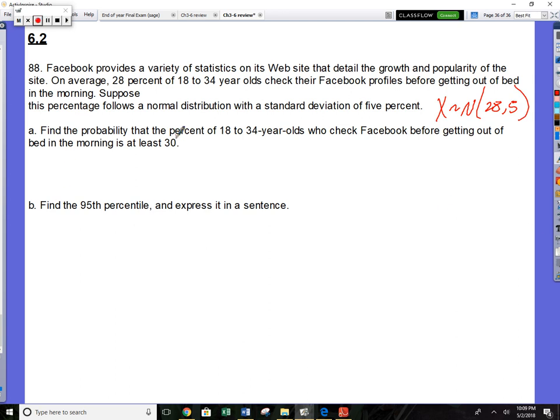So find the probability that the percent of 18 to 34-year-olds who check their Facebook before getting out of bed is at least 30. So at least 30, it can be bigger, but it cannot be smaller. Greater than or even equal to 30.